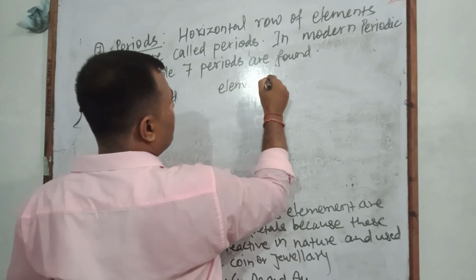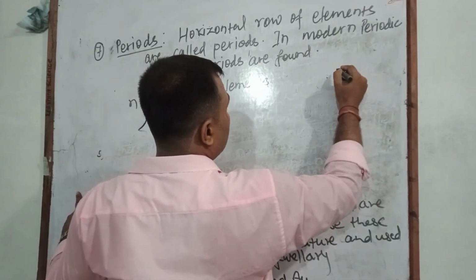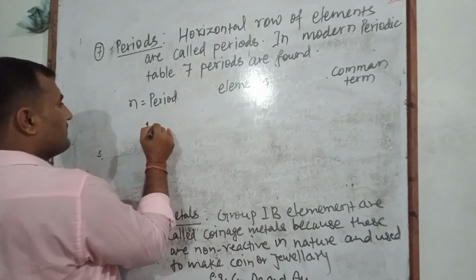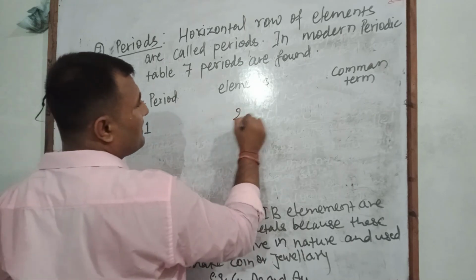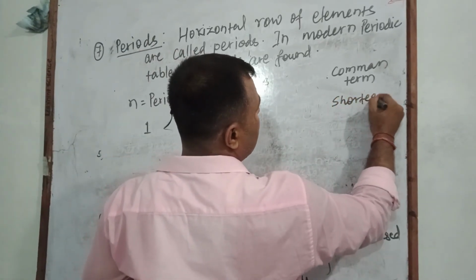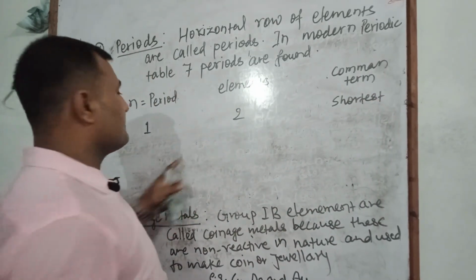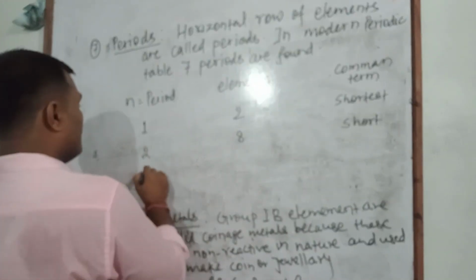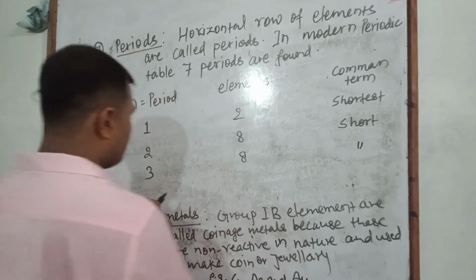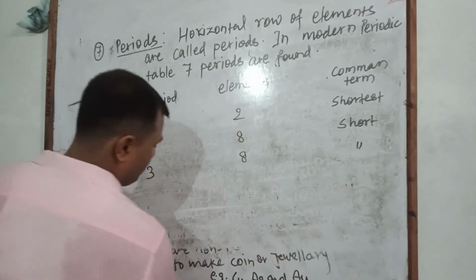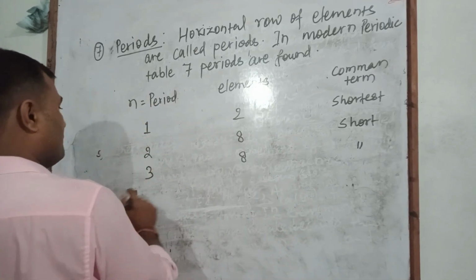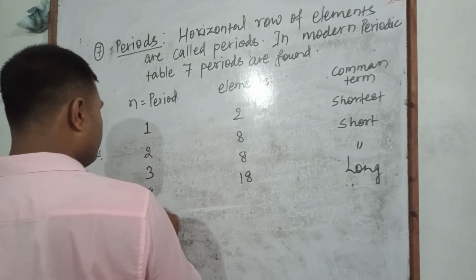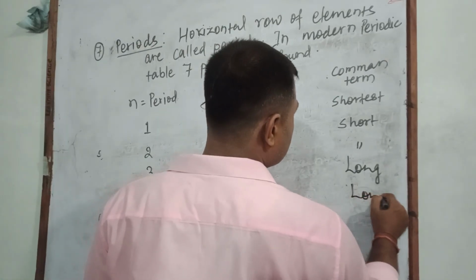Elements and common term related to that period. First period, n equal to 1. Total number of elements is 2, and it is the shortest period of the modern periodic table. Why? Because it has only 2 elements. Second period has 8 elements, it is known as short. Third period contains 8 elements. It is also known as short. Fourth period contains 18 elements. It is known as long. Fifth period contains 18 elements. It is known as long.